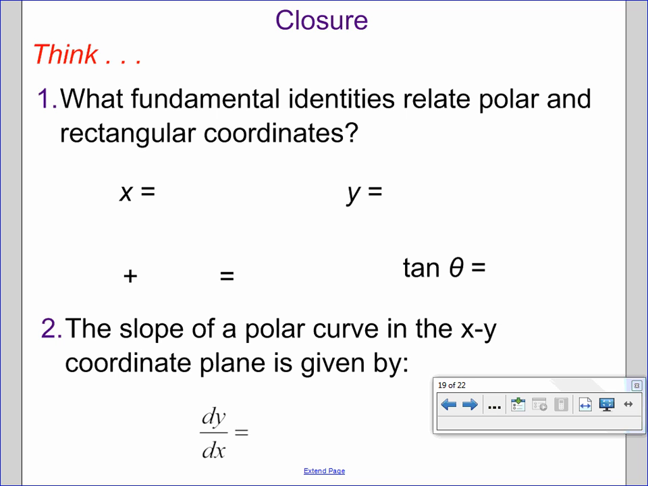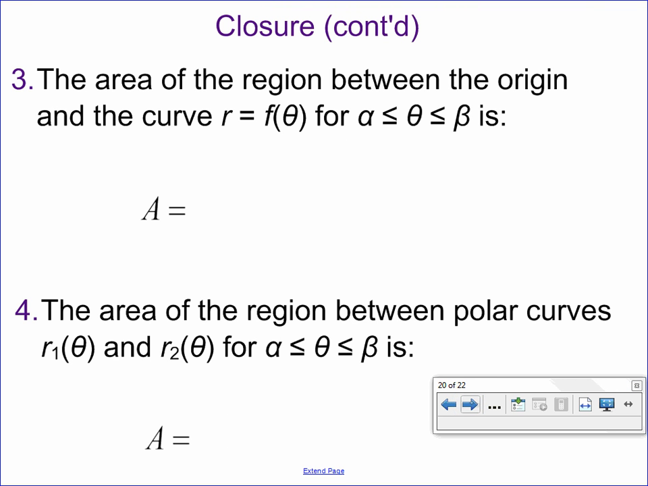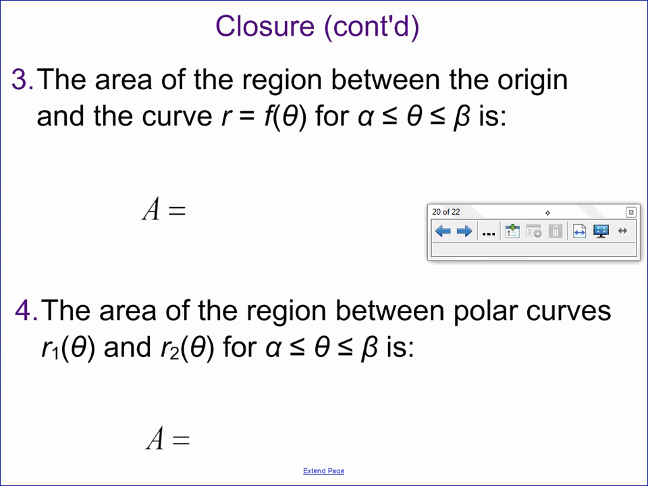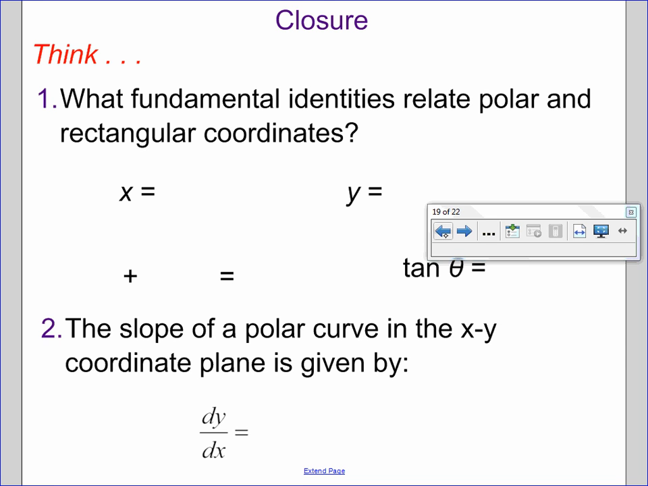What fundamental identities relate polar and rectangular coordinates? Ooh, we've got lots of chances to call on you for this one. The slope of a polar curve in the xy coordinate plane is given by, 3, the area of a region between the origin and the curve r equals f of theta. And then lastly, the final new thing that we learned: what about the area of the region between 2 polar curves, call them r sub 1 of theta and r sub 2 of theta? Lots of chances to share.